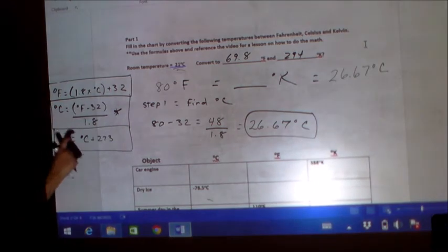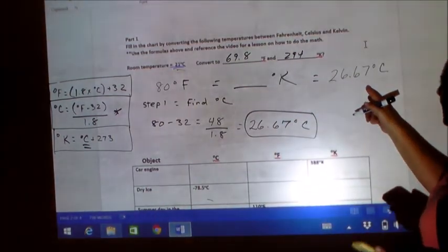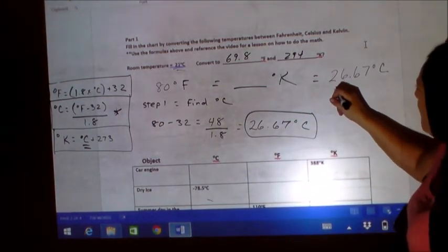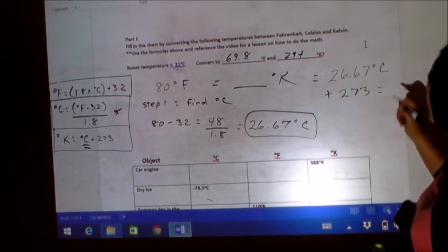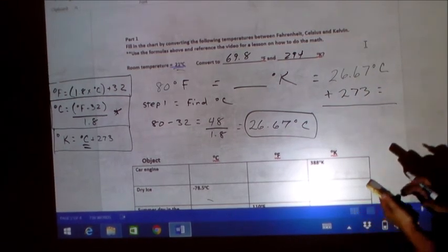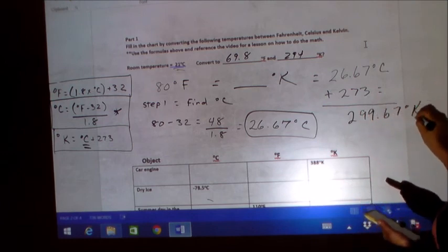Since I have this number now, I can easily find my Kelvin. 26.67 plus 273 equals 299.67 degrees Kelvin.